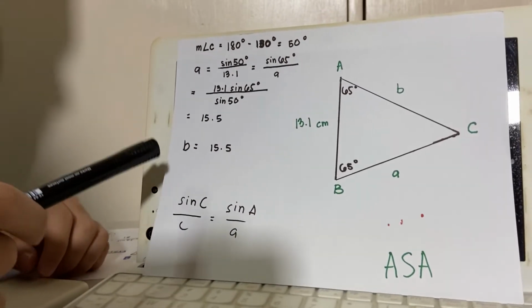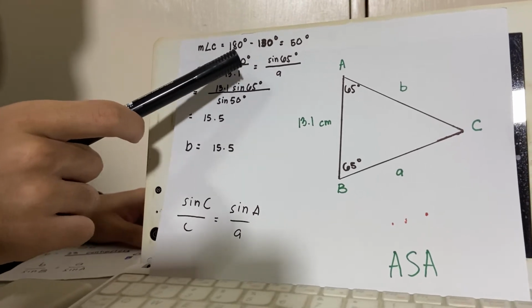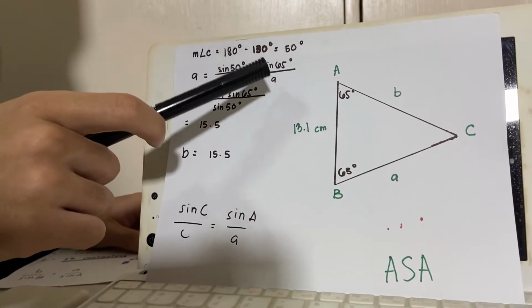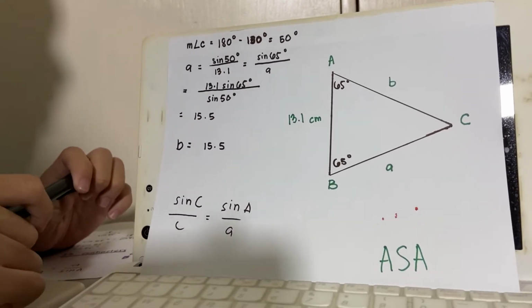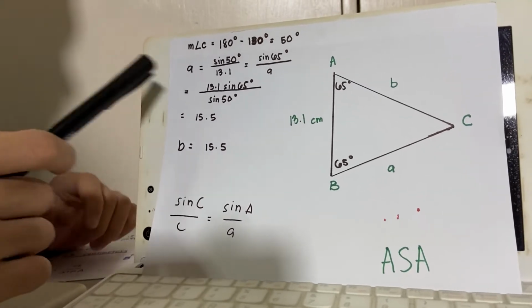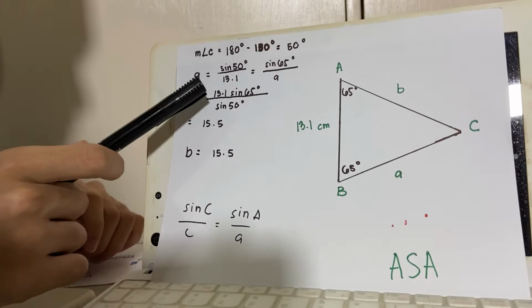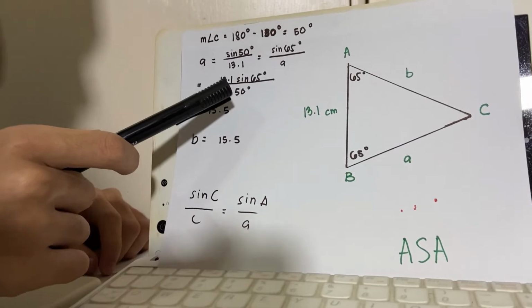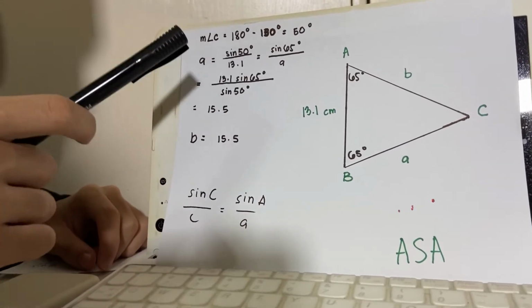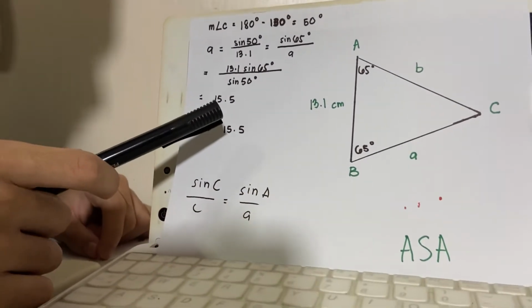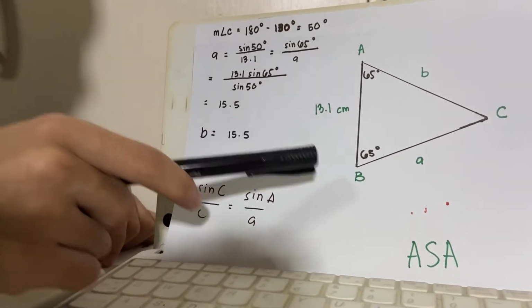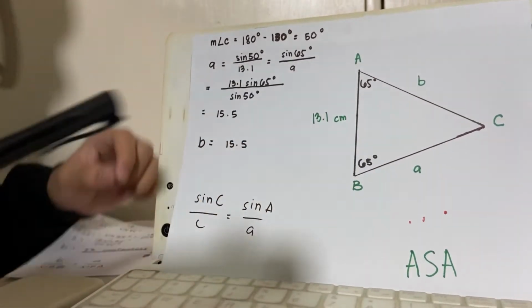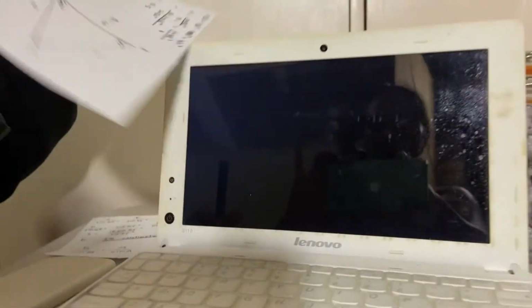Now we can substitute. So sine 50 over 13.1 equals sine 65 over A. We'll be solving for A. Again, manipulate the formula so that you can get A alone, and once you do that, it should look like 13.1 times sine 65 over sine 50. When you're done computing that, it should be 15.5. B is also 15.5 because A and B have the same angles, 65 and 65, so they should have equal sides. Okay, I'm done with that.